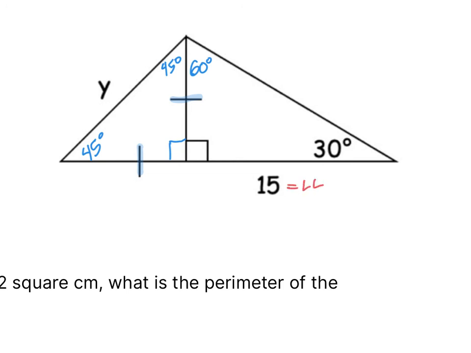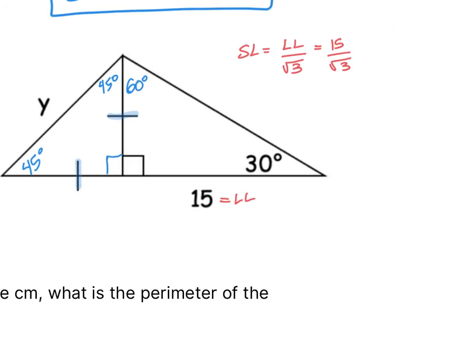So in order to find the short leg, it's the long leg divided by root 3. The long leg is 15, so you do 15 divided by root 3. To simplify this, you multiply the top and the bottom by root 3. So it's going to be 15 root 3 over 3, which in turn can be simplified to give you 5 root 3. So the short leg is 5 root 3.